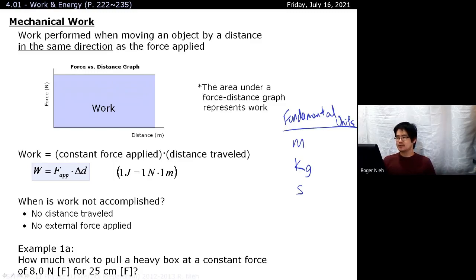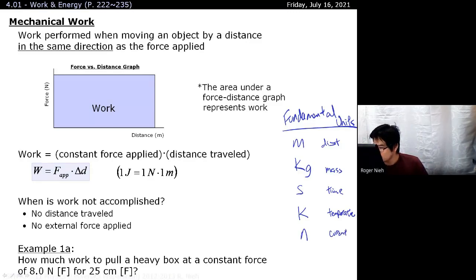In fact, in high school physics, we cover 5 fundamental units. So we've got our distance, our mass, our time, temperature, and funny enough, temperature is not measured in degrees Celsius. It's measured using capital K, measured in Kelvin. And the last one is current, measured in amperes. At some point you're going to see that I'm going to use these fundamental units or incorporate them into a bigger problem. So fundamental units are units that cannot be broken down any further and represented by other units.